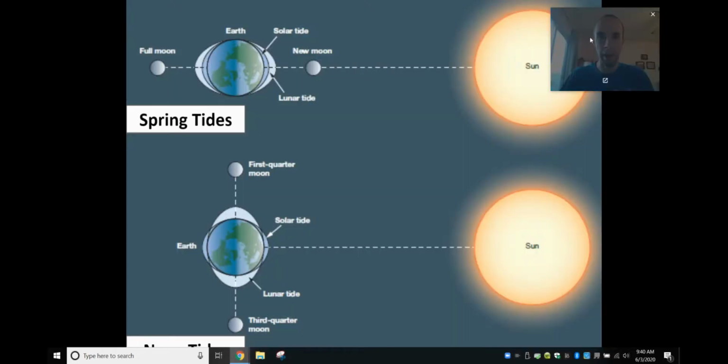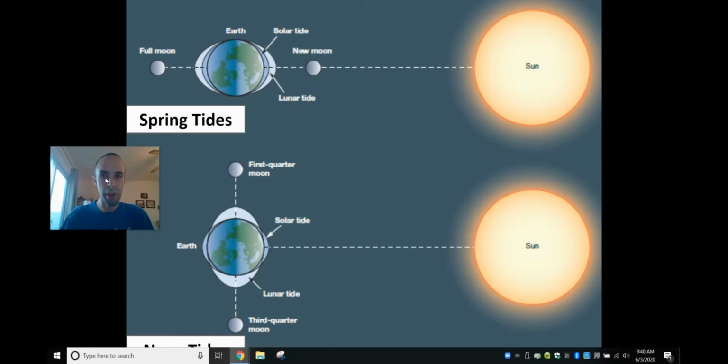Okay, and you can kind of see that in this picture here. This picture here shows the spring tides, again, all lined up in a straight line during the new moon and the full moon. And then the neap tide is going to happen when they're counterbalancing each other. And this is called a solar tide and a lunar tide. The lunar tide is much higher because it's closer. The moon is a lot closer than the sun is.